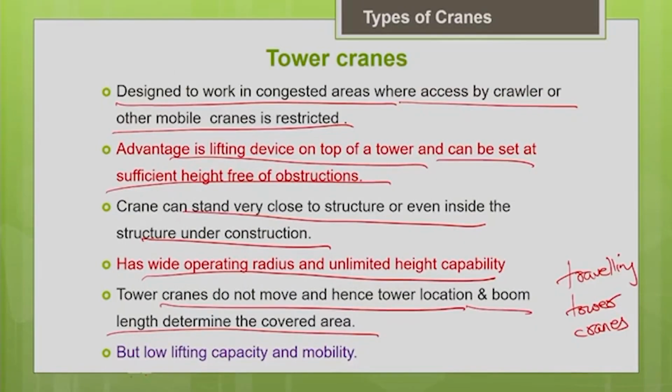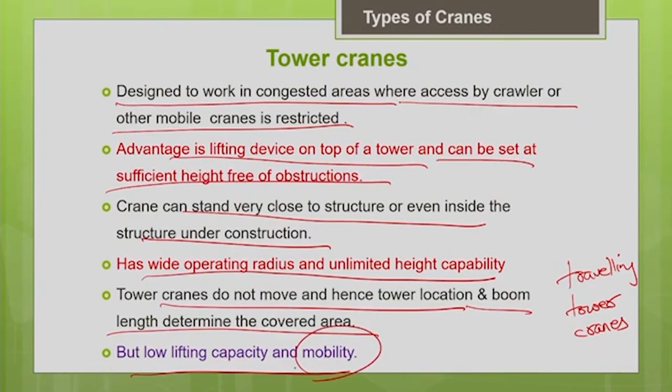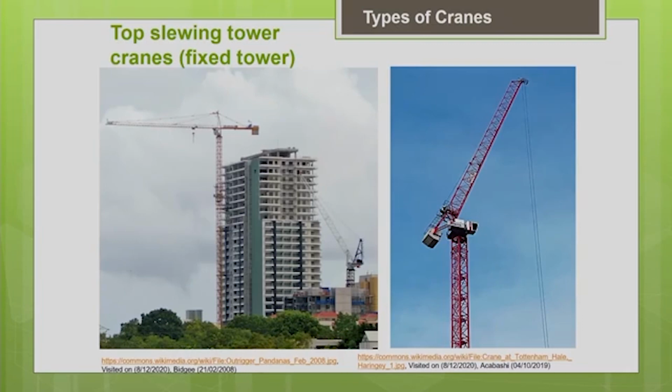The demerit is low lifting capacity when compared to a mobile crane, because it is lifting to a great height. Generally the lifting capacity will be lower for tower cranes when compared to mobile cranes operating from the ground. And the mobility is also limited, as I told you, they are mostly static. So based on the method of slewing, you can classify the tower crane into top slewing tower crane and bottom slewing tower crane.